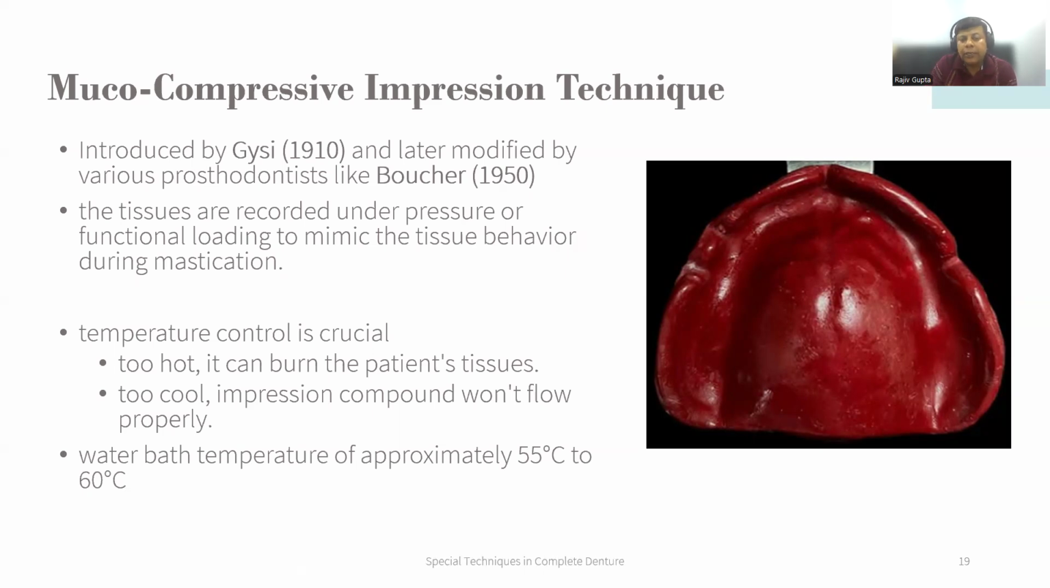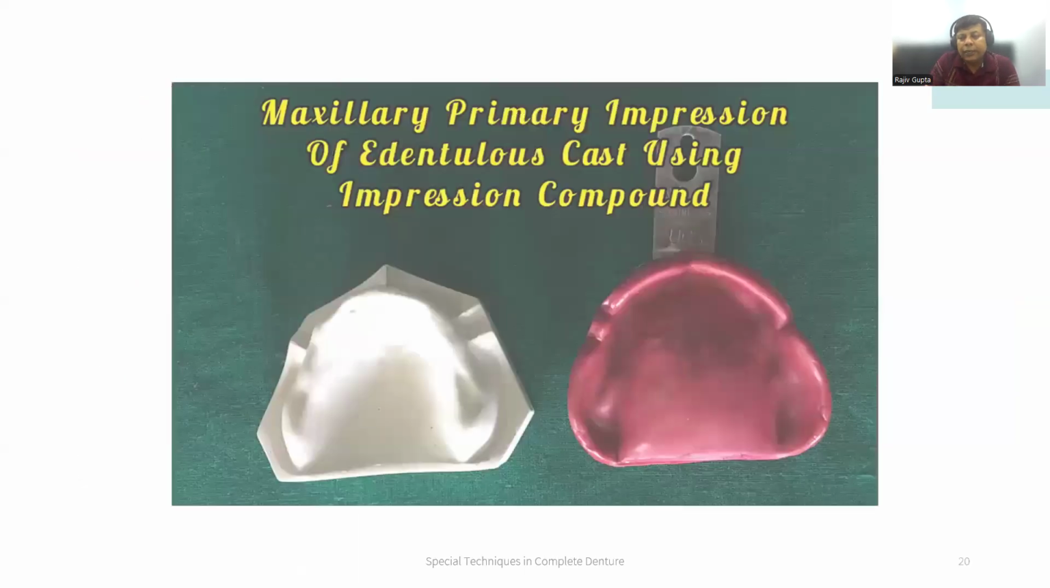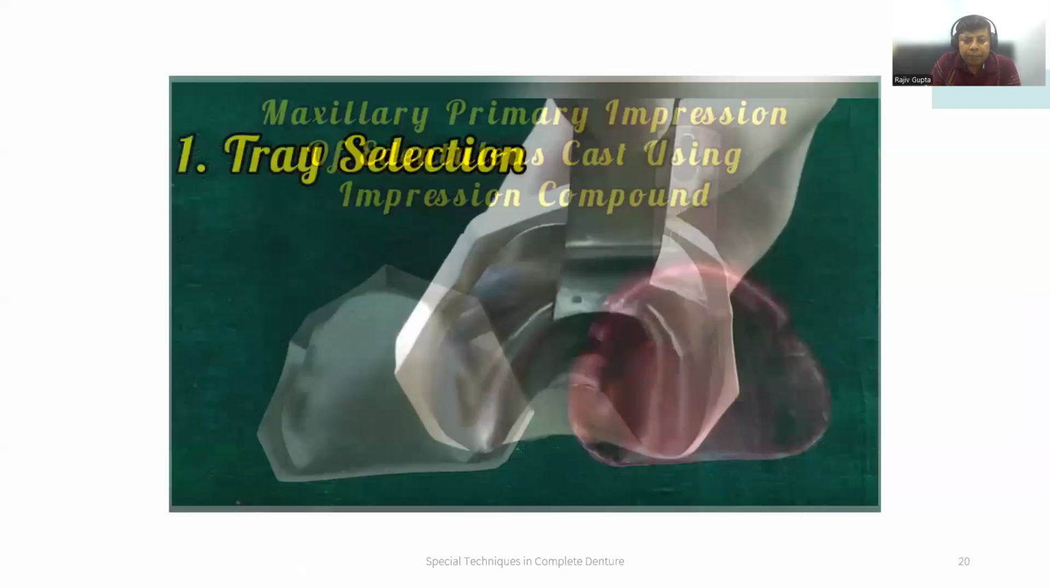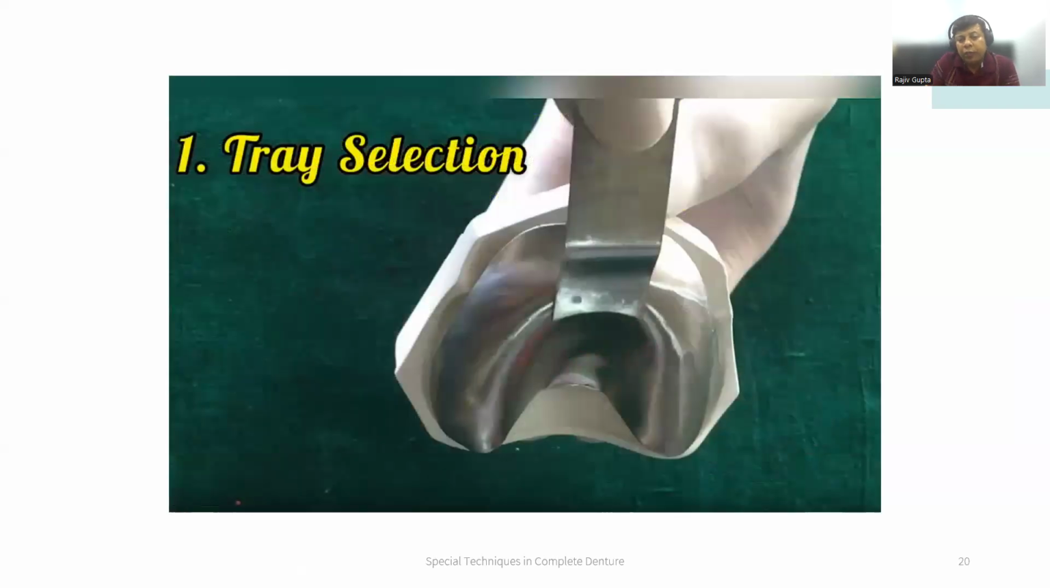If it is too hot, it can burn the patient's tissue. And if it is too cold, it will not have a sufficient flow to record the details. So the ideal temperature is 55 to 60 degrees centigrade to use this particular material. So step by step, again, first we need to select the right tray size from out of the stock trays we have.